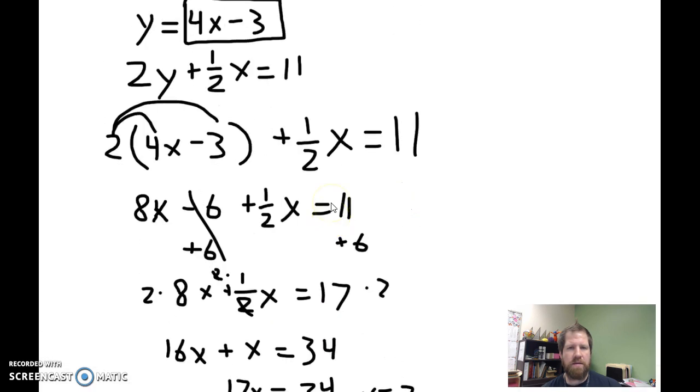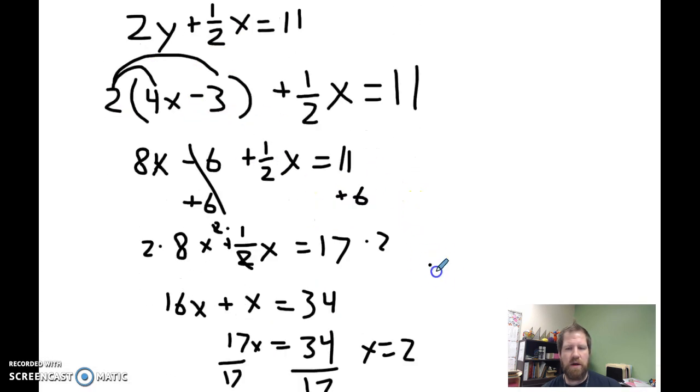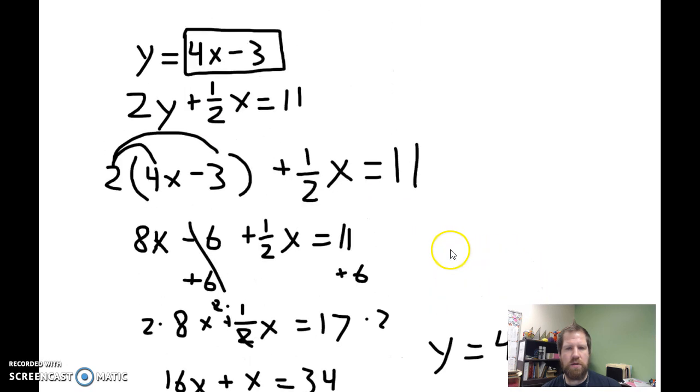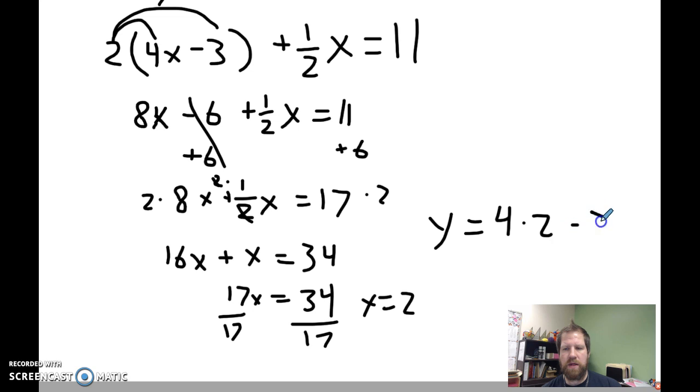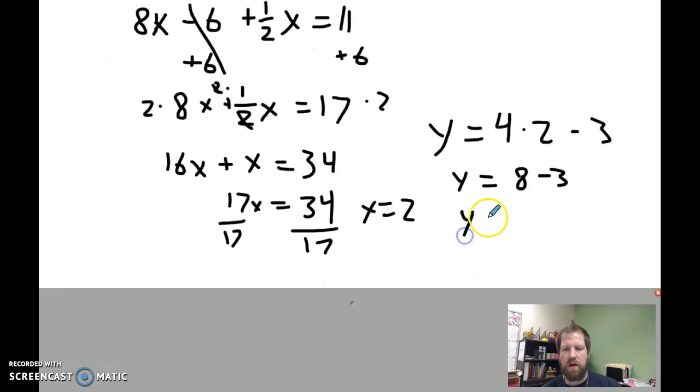Pull that back up to my original equation. I have y equals 4 times 2 minus 3. y equals 8 minus 3, or y equals 5. And there we have it.